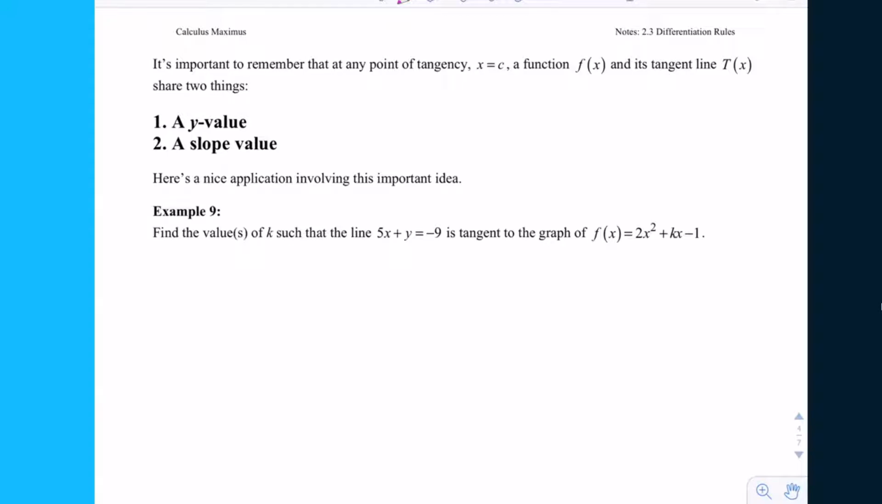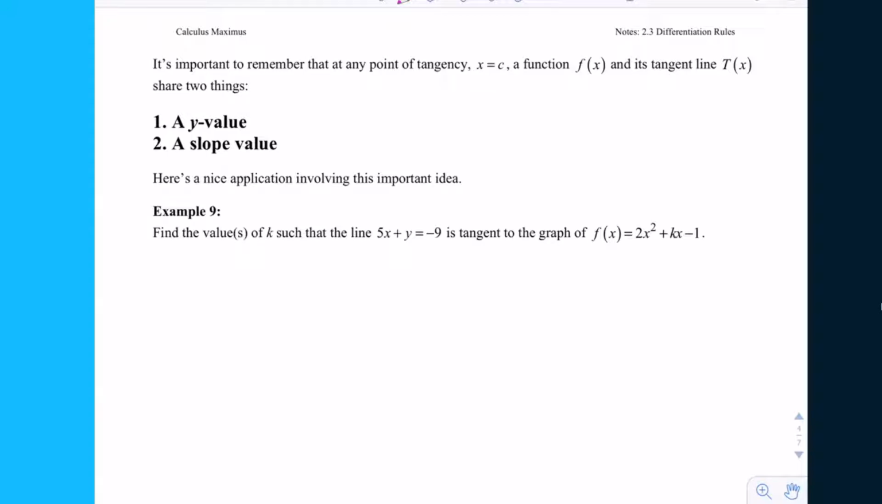Never forget to remember this, that at a point of tangency, and by point we really kind of mean at a specific value of x, the function f of x and its derivative function f prime of x share two things, right? What are they? They share a y value, because they actually share an ordered pair, and they also share a what? A slope value, okay? So they have the same f value and they have the same f prime value. They share a slope and they share a y value.